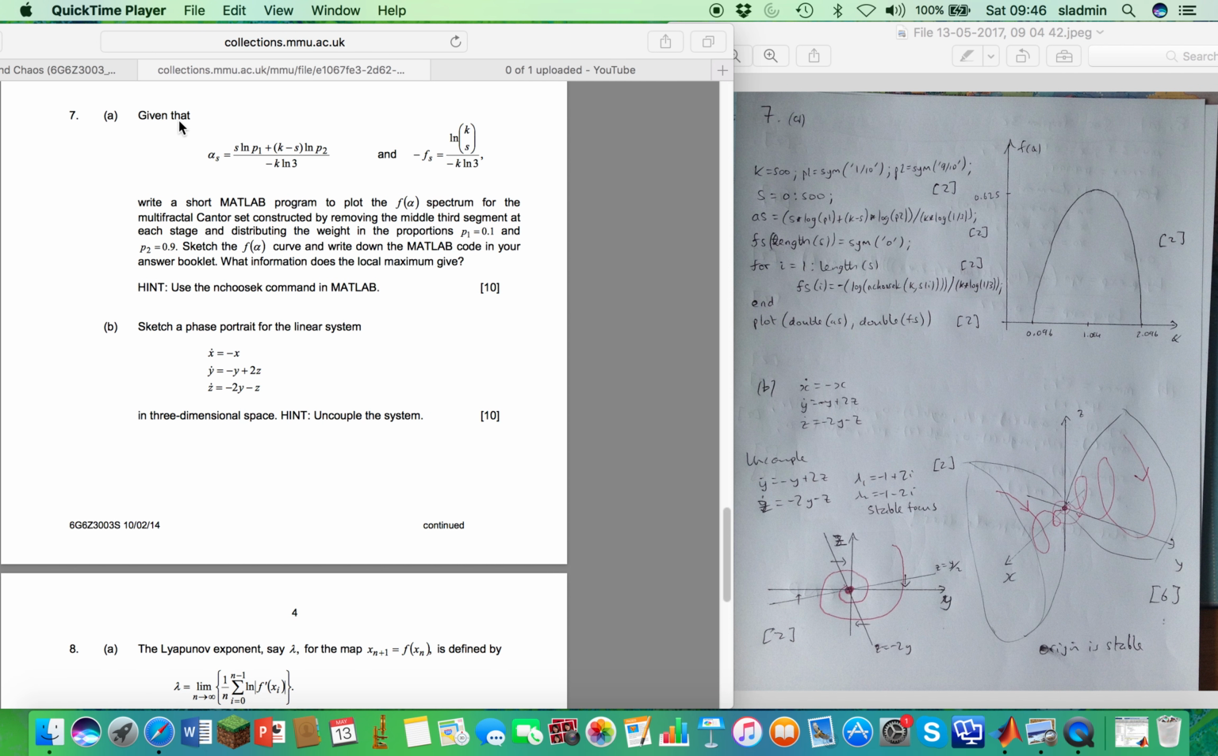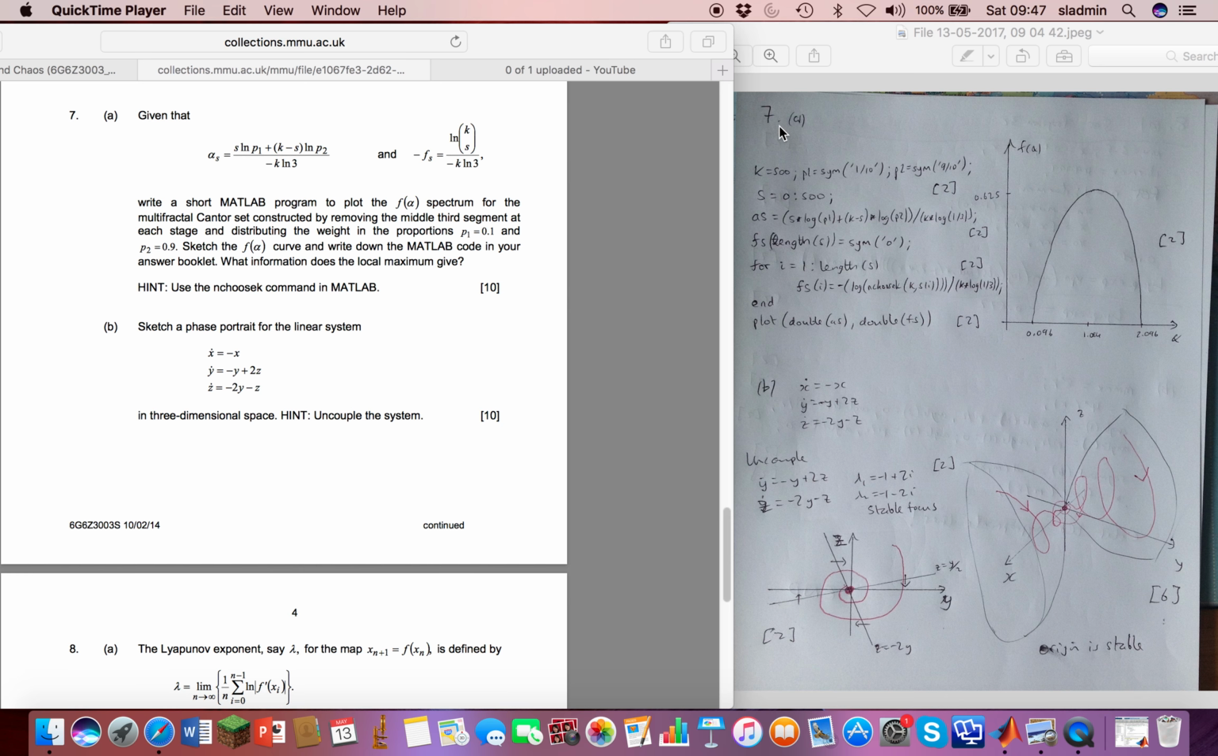To question number 7 from the 2014 examination paper. So 7 part A, we want to write a MATLAB program which plots an F-alpha curve. Here is the formula for alpha, here is the formula for F. And question 7B, we want to sketch a phase portrait for this 3-dimensional linear system.